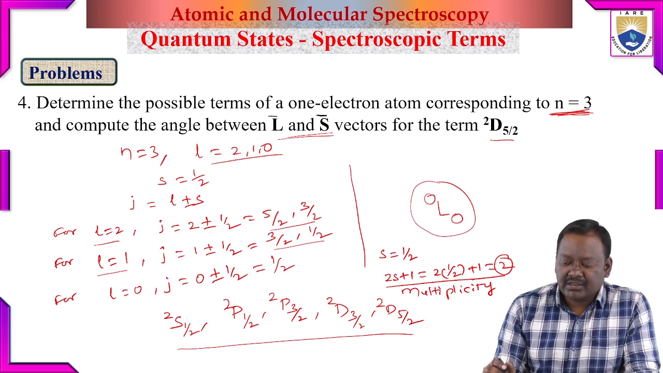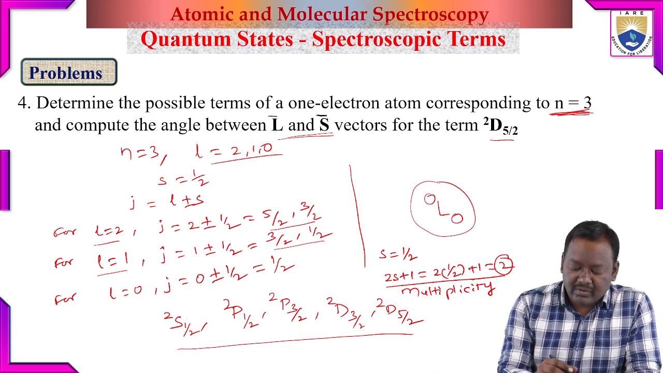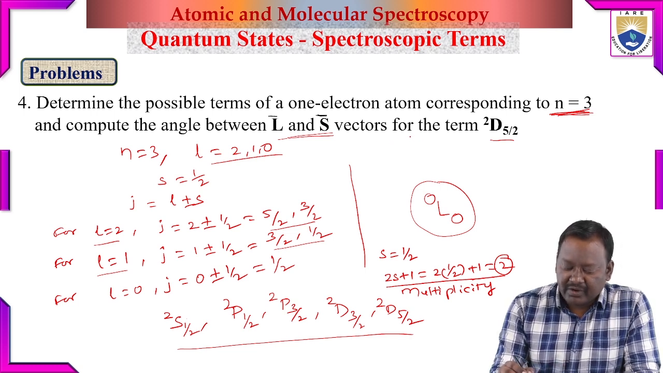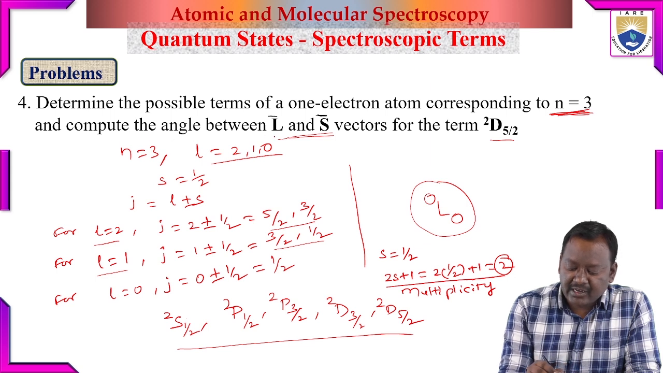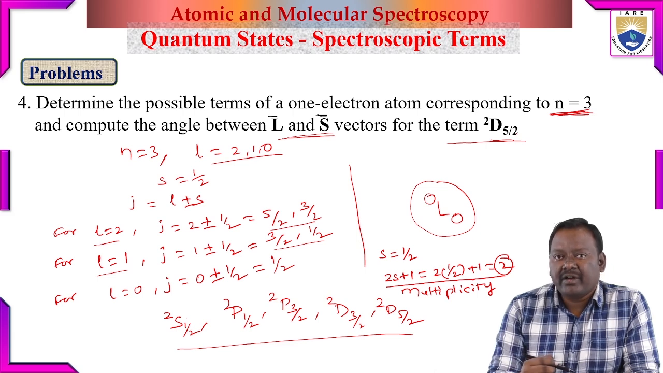Okay, so like this we can solve for quantum states of the electron with reference to the principal quantum number. So now one more problem here, we need to find or compute the angle between L bar and S bar vectors for the term 2D 5 by 2.